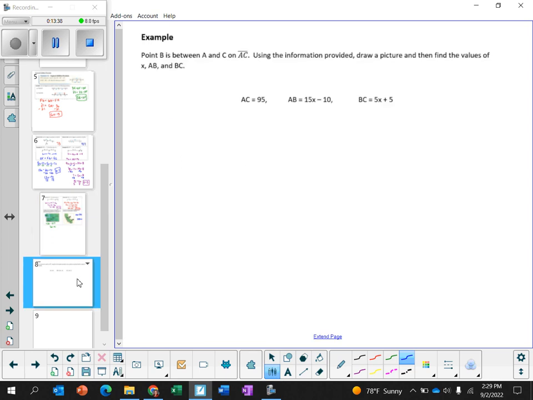The last problem doesn't give us a picture. So they tell us that point B is between A and C on segment AC. So right away, they give me this information. I'm drawing this picture. So we have segment AC, and point B is between A and C. Doesn't matter where, just somewhere between them.